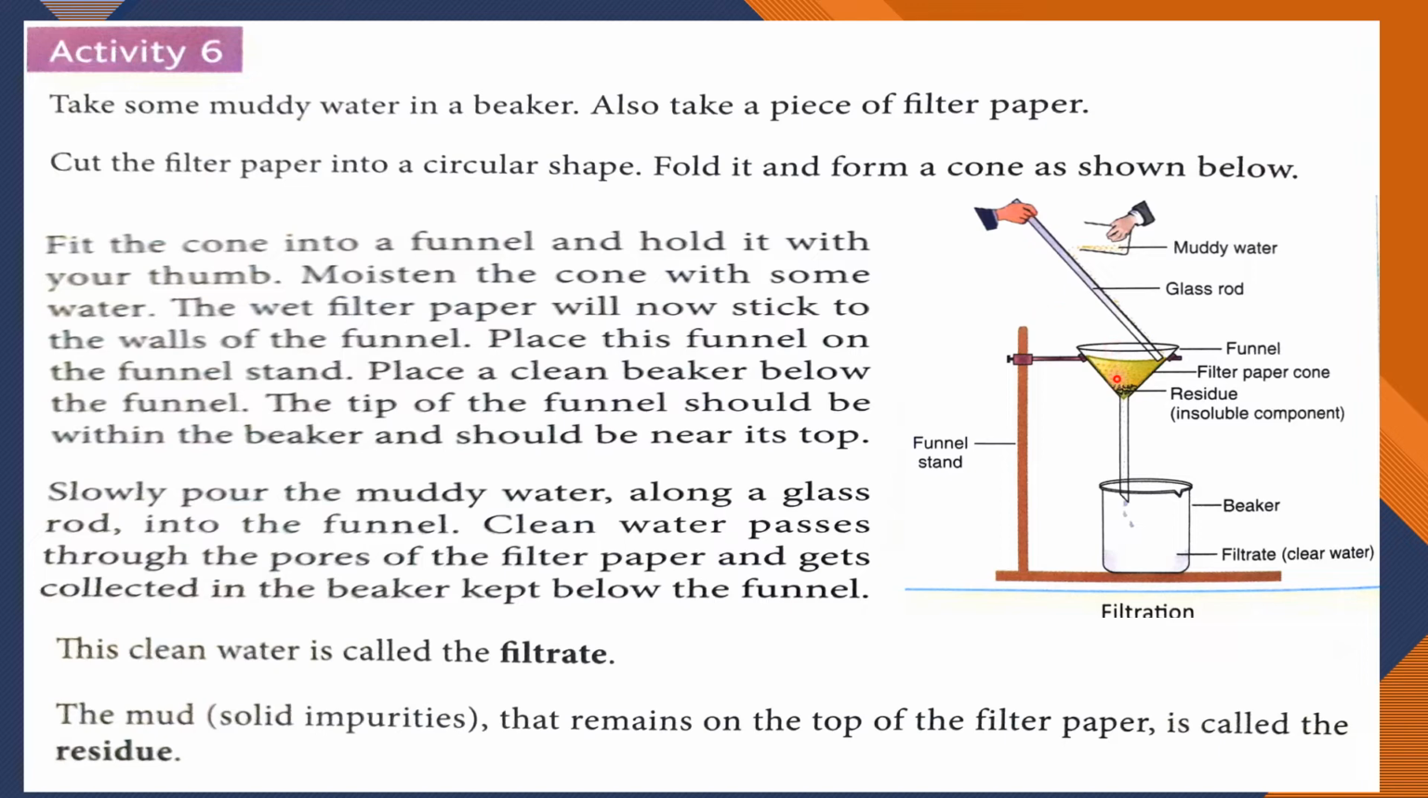Clean water passes through the pores of the filter paper and gets collected in the beaker kept below the funnel. This clean water is called the filtrate. The mud, solid impurities that remain on the top of the filter paper, is called the residue.